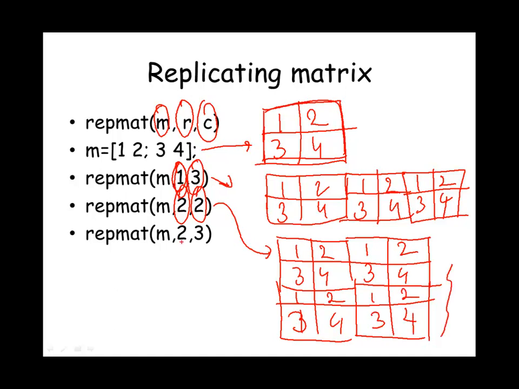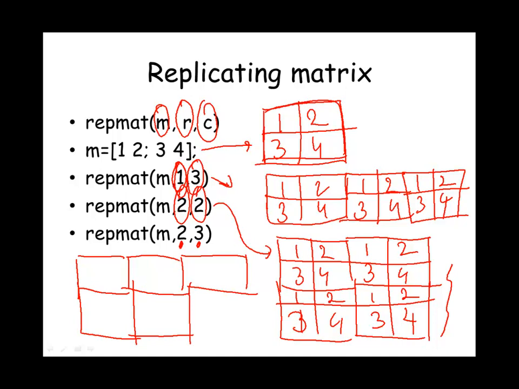In the last example, we are again replicating twice in the rows, but 3 times in the columns. So our matrix will be replicated 3 times along the columns and only twice along the rows. And each of these submatrices will again be identical to our original matrix.